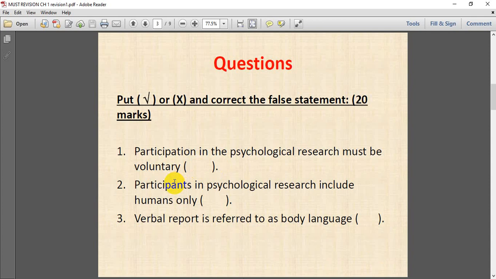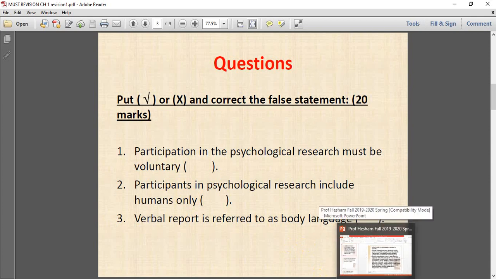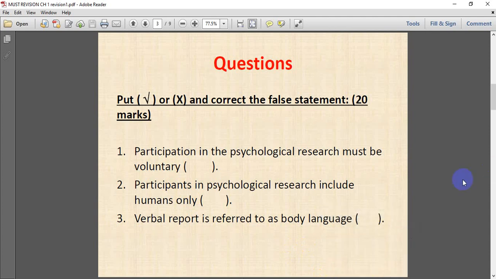The next question, verbal report is referred to as body language. Now I will go to our slides. I will check our slides. And you have to remember, verbal report is referred to as body language.